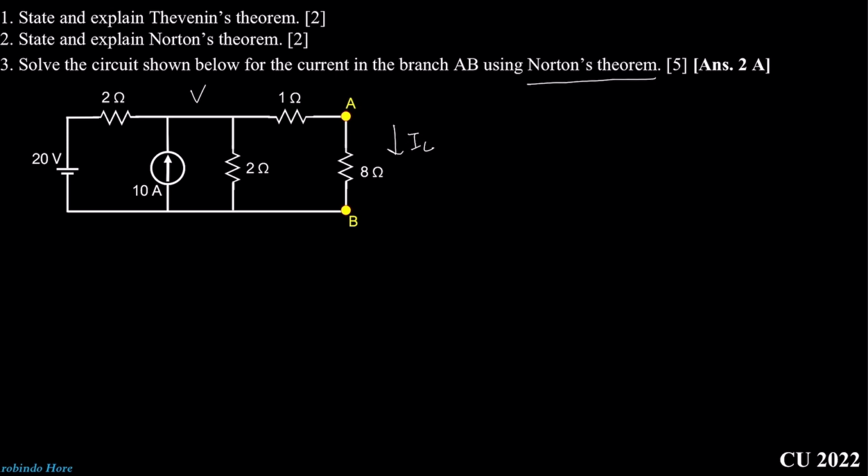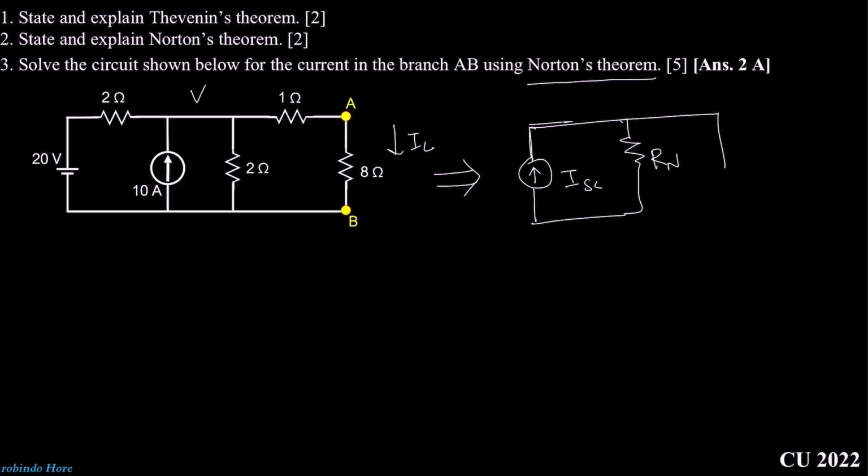So now we need to solve this circuit and calculate the load current IL using Norton's theorem. We already know that in Norton's theorem we can redraw the circuit as the simplified one, with a short circuit current ISC and a parallel resistance Rn, and in parallel the load resistance. Now we already have the value of the load resistance, 8 ohm. We need to calculate ISC and Rn.